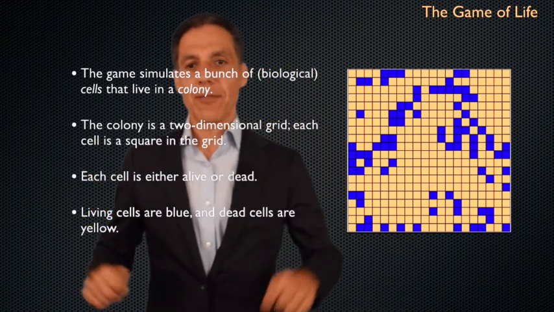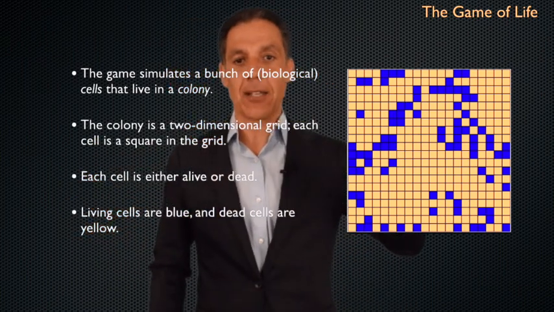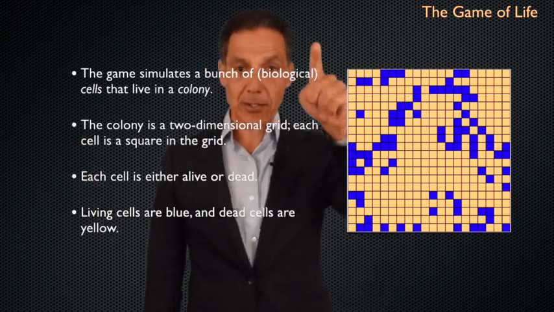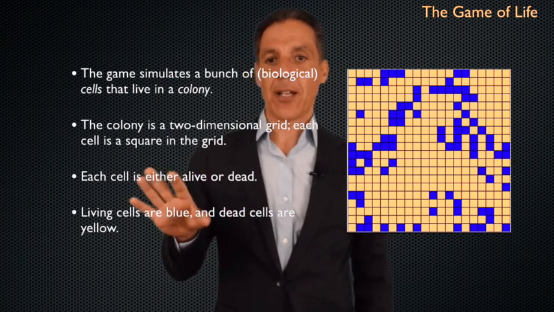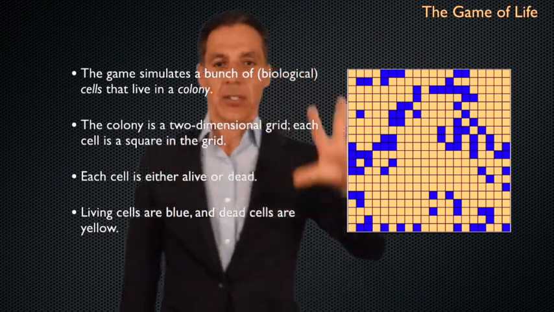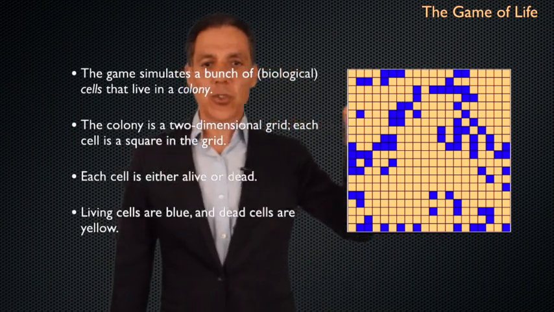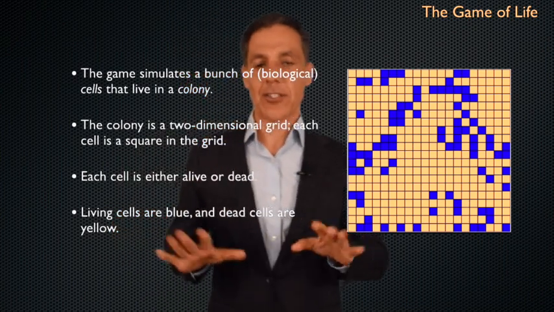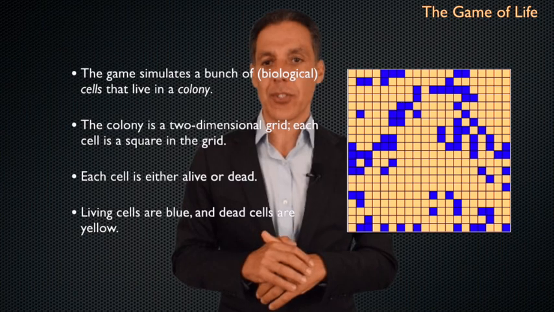So the game of life simulates a bunch of biological cells that live in a colony. This is, for example, a colony here. The colony is a two-dimensional, so rows and columns, grid. Each cell is a square in the grid. So this is the entire colony that you see here. Each little square that you see here is a cell. It cannot move. They are stationary, they are locked in, but they can change behaviors as you will see.